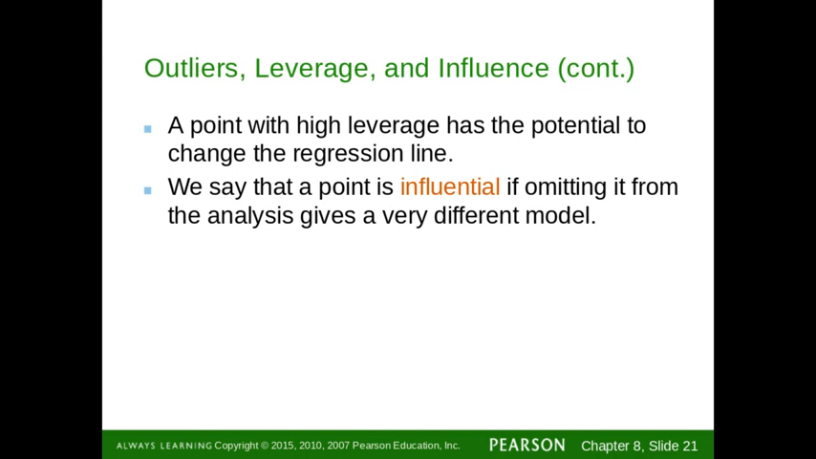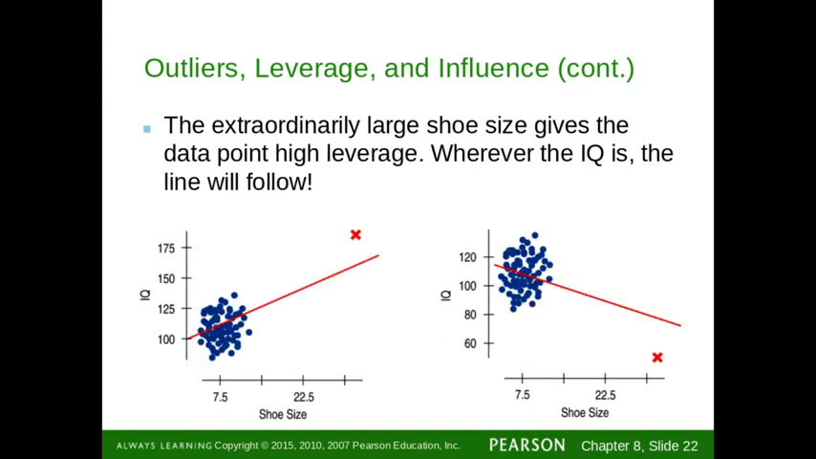We say that a point is influential if omitting it from the analysis gives a different model. So this is almost a different example of an outlier. We have this one point that's really far away. The mean is right here, right? If you look at this cluster and I have this point way over here, the trend line will have to go this way because we want to include this point. But if that same point is way down here, see how it changes the trend line from positive to negative? Because we're trying to hit that point.